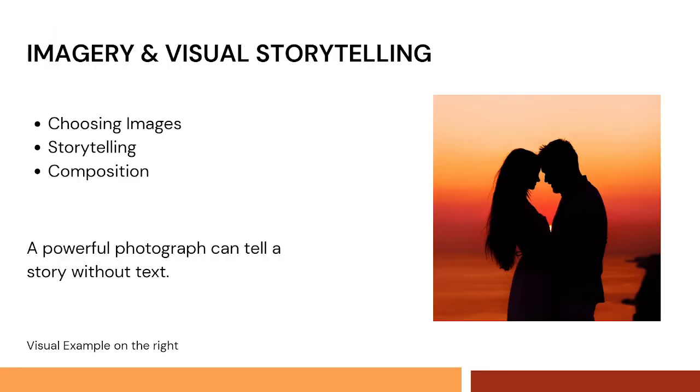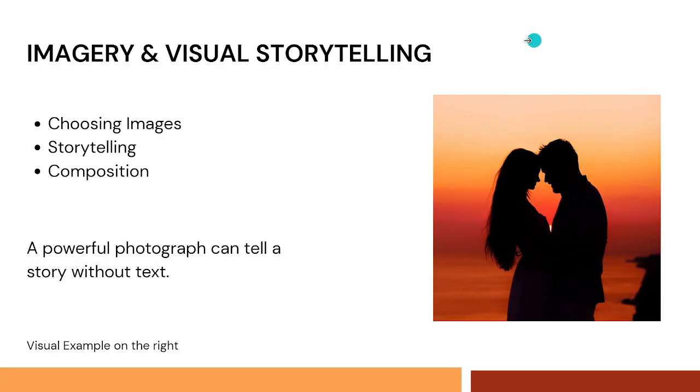So, what does imagery and visual storytelling entail? First, it's about choosing images. The second is about storytelling. And the third part is composition. And I put it there that a powerful photograph can tell a story without text. And there's a visual example here on the right.